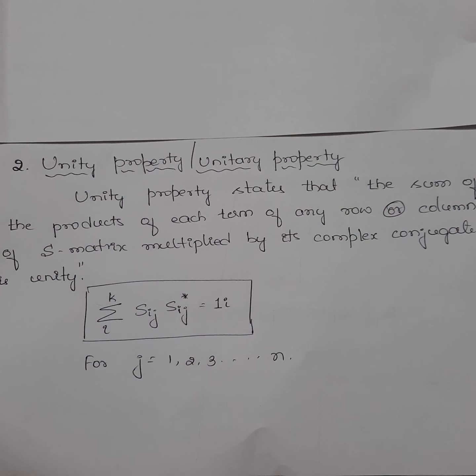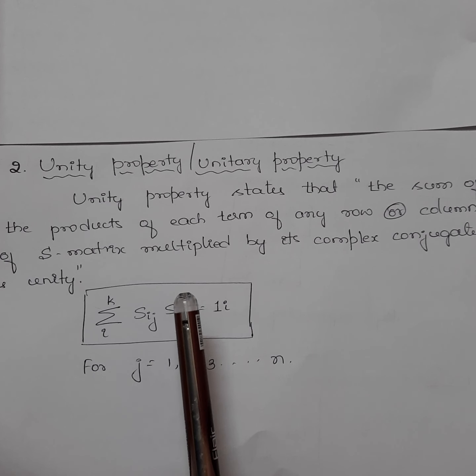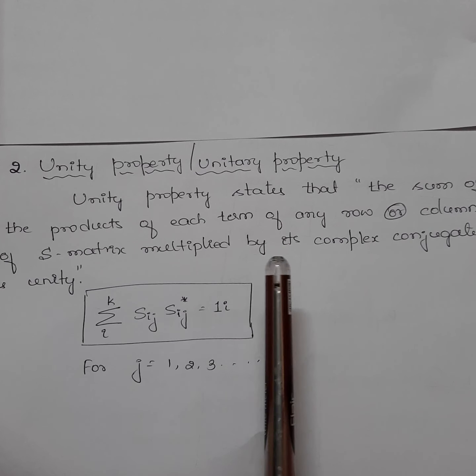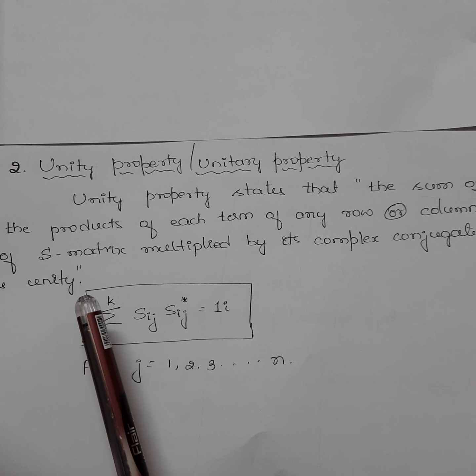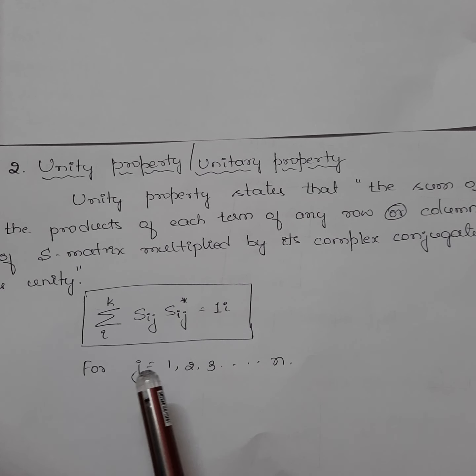The second property here we are taking as the unity property, or unitary property. This property states that the sum of the products of each term of any row or column of the S matrix multiplied by its complex conjugate is going to be equal to unity.